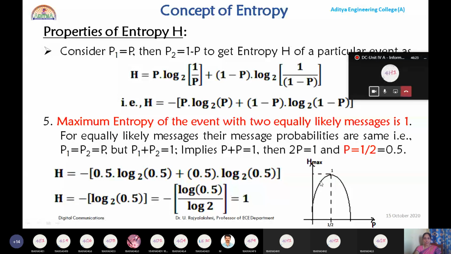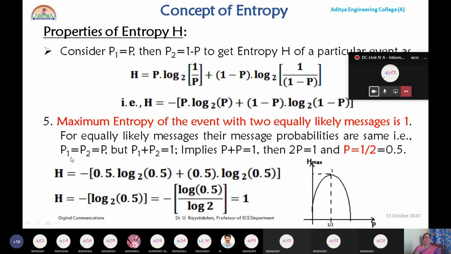So even if you reduce the value of p below 1 by 2, or even if you increase the p value to greater than 1 by 2, then our entropy will reduce. So the maximum entropy of the event with two equally likely messages is 1, and it occurs at probability equal to 1 by 2, that is 0.5.